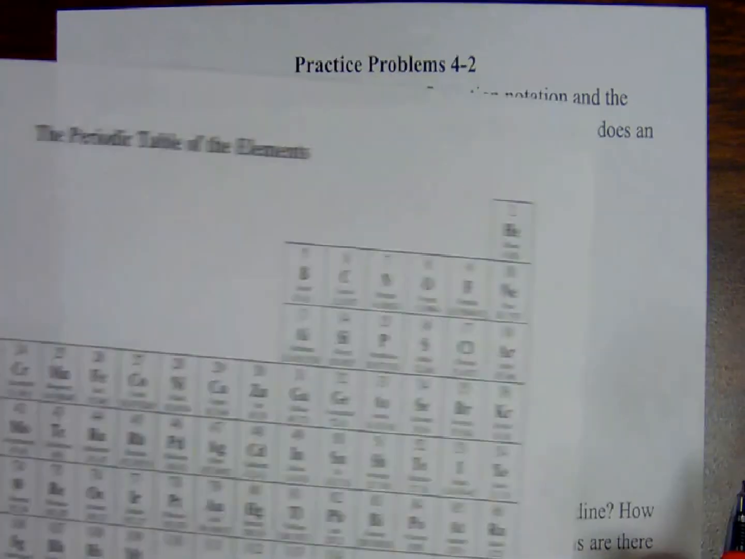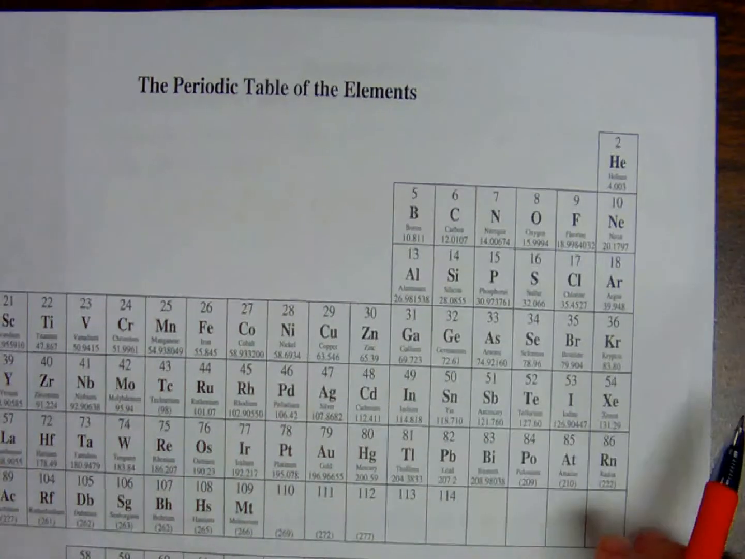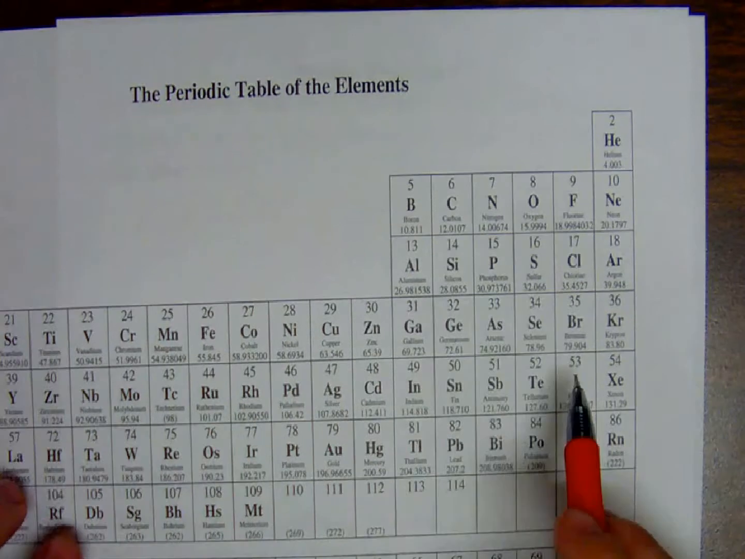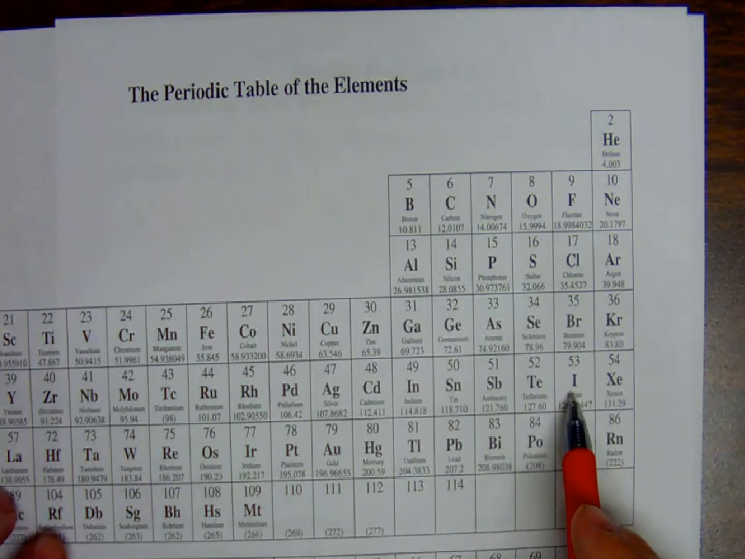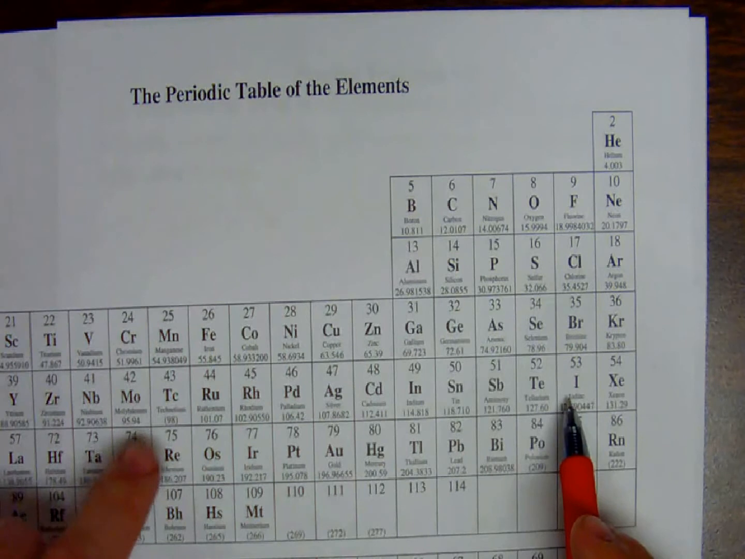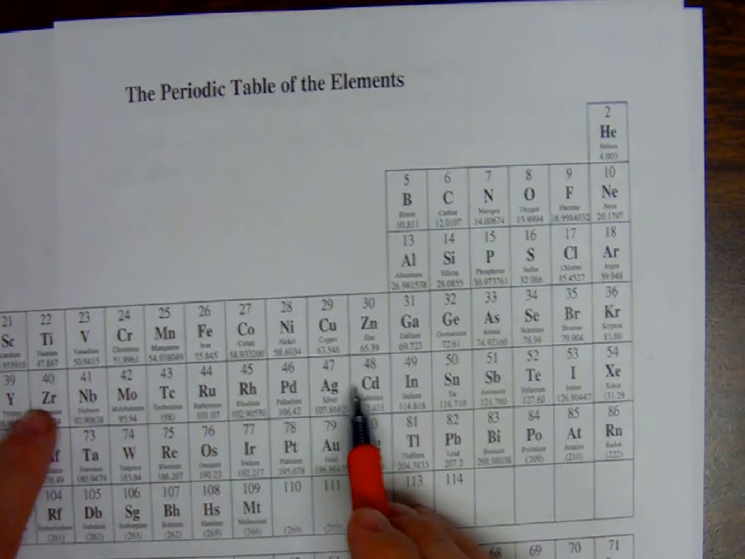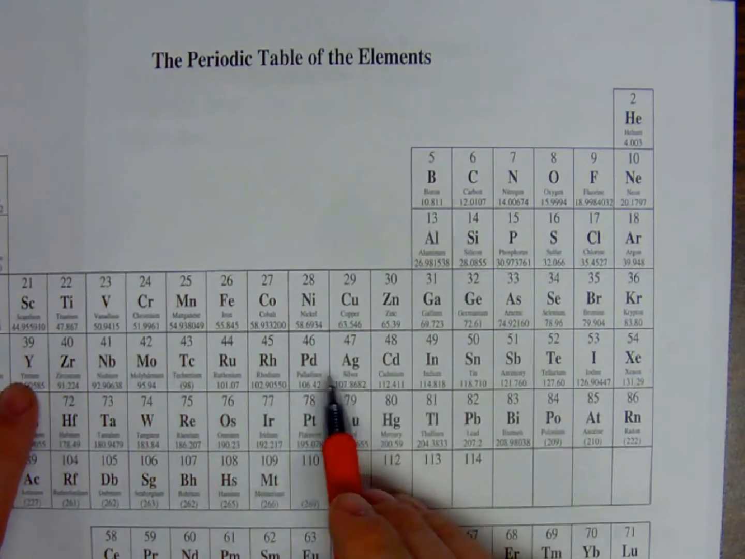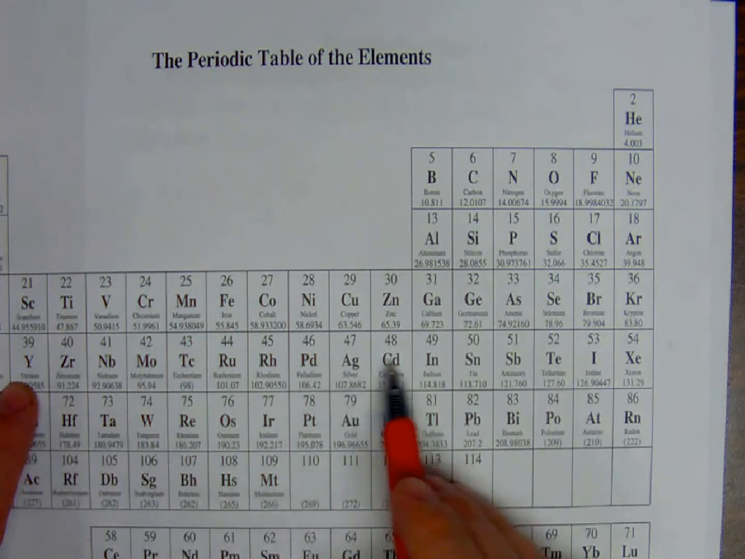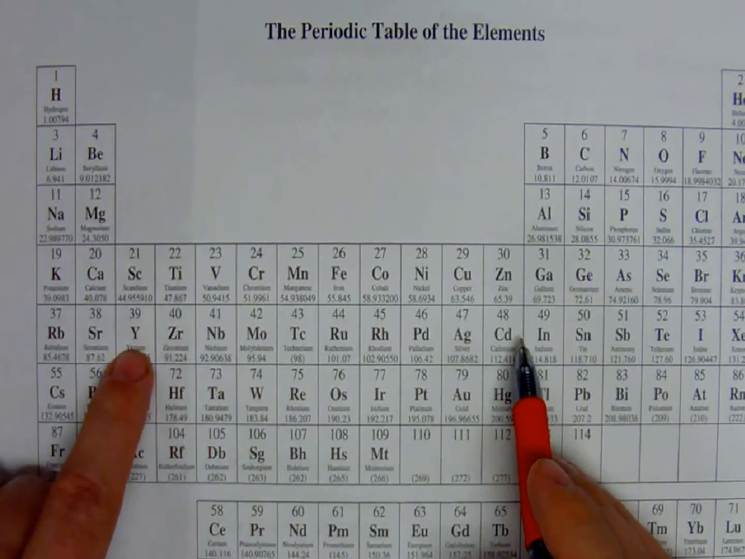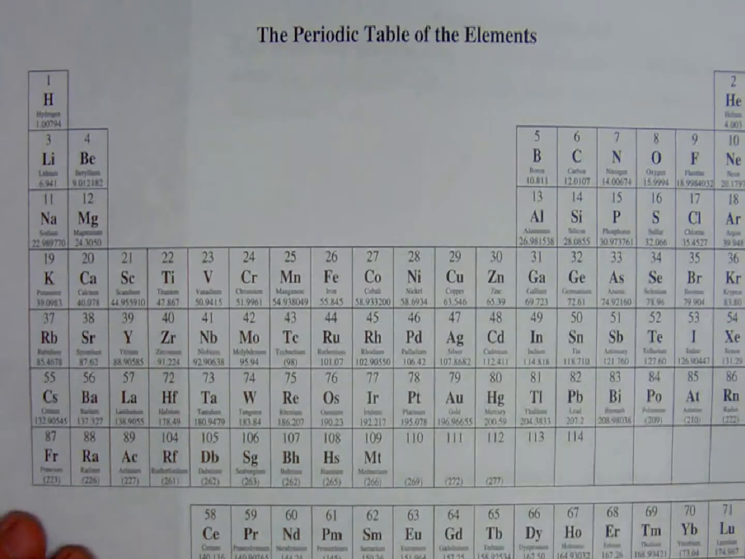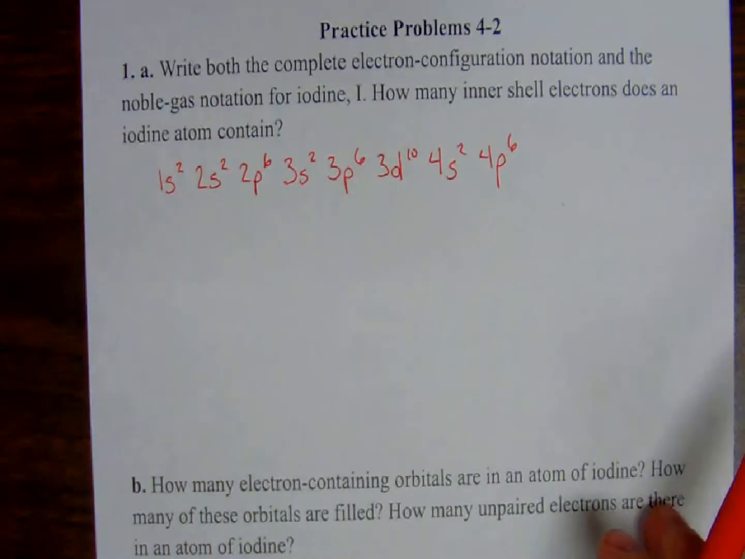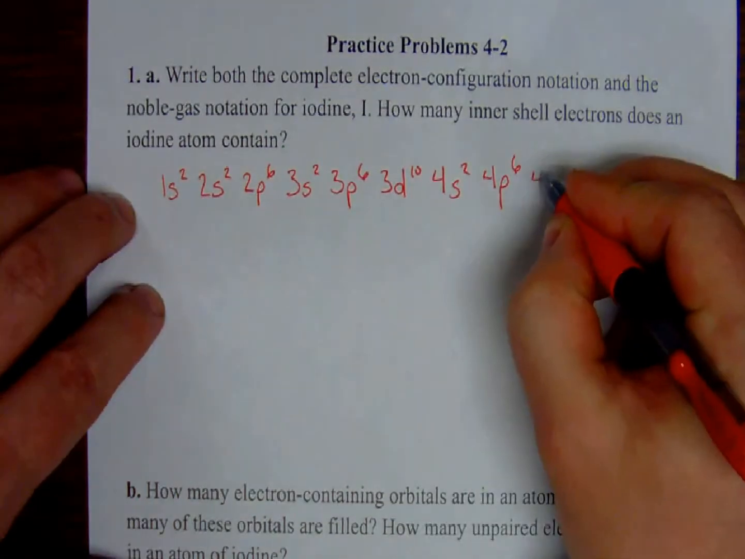I actually have to write 4d10 before I write 5s2. Not because that's the order in which the electrons fill, but when I write these electron configurations, I have to group all of the like energy levels together. So now I can go 5s2, 5p. Now, how many electrons in the 5p? It's 1, 2, 3, 4, 5. So it's going to be 5p5. And that's going to be your complete electron configuration notation.